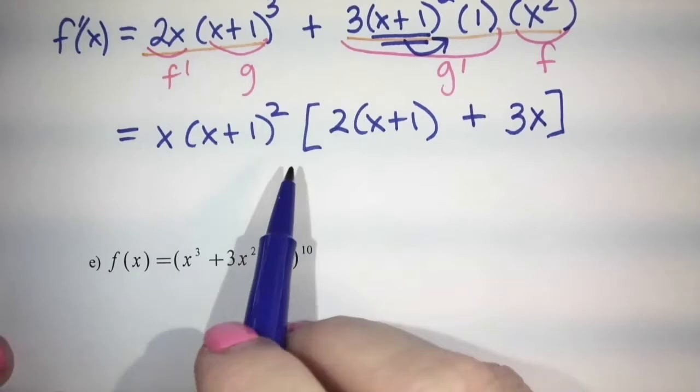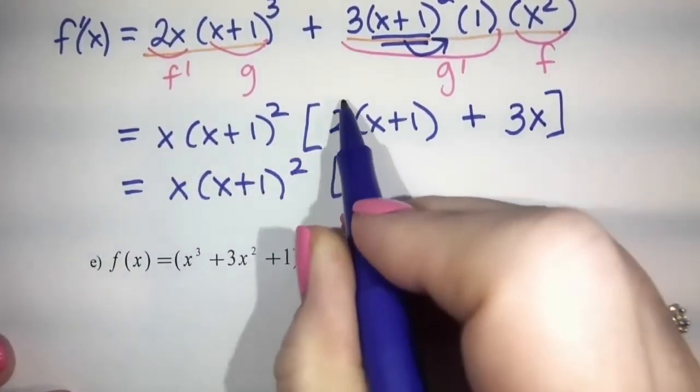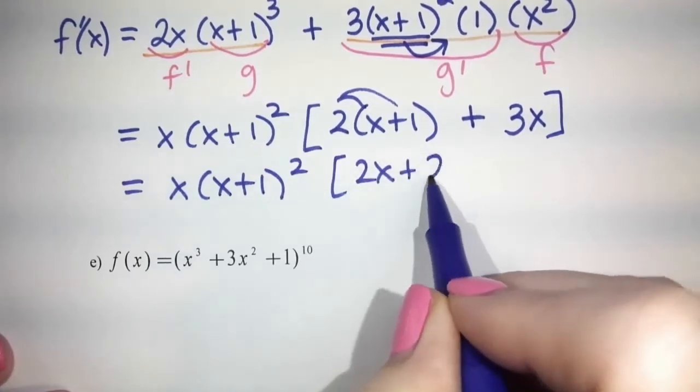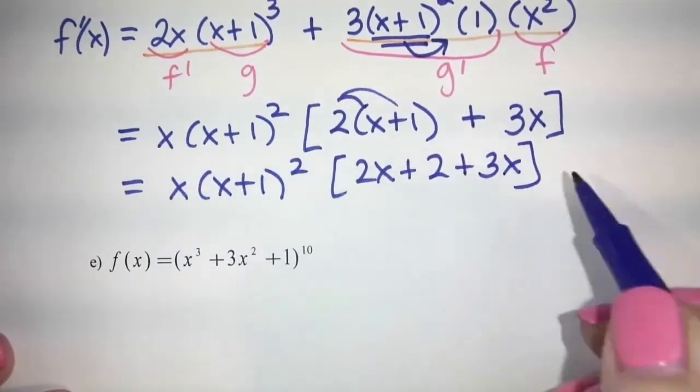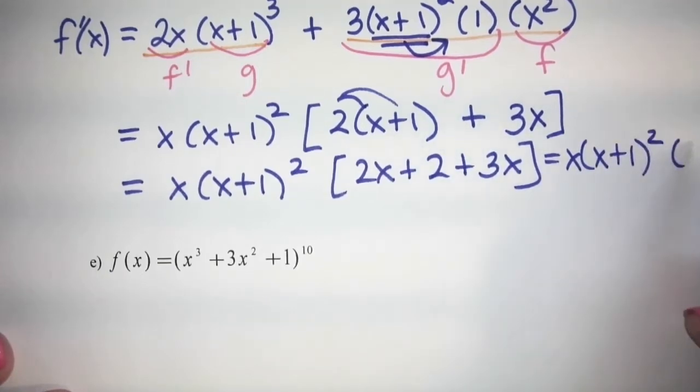Here we would get x times (x plus 1) squared. Here we would get 2x plus 2 plus 3x. And so it would be (x plus 1) squared times (5x plus 2).